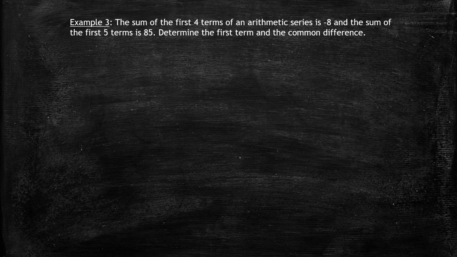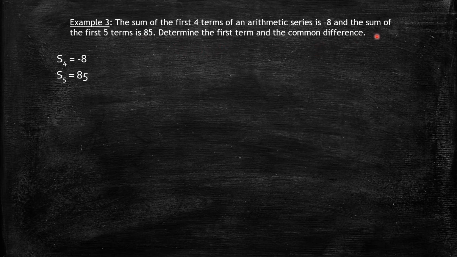Example 3. The sum of the first 4 terms of an arithmetic series is negative 8. The sum of the first 5 is 85. Determine the first term and the common difference. Okay, S4 is negative 8. That's from this first sentence here. S5 is 85. That's the sum of the first 5 terms is 85. That's all we have. Determine the first term and the common difference.